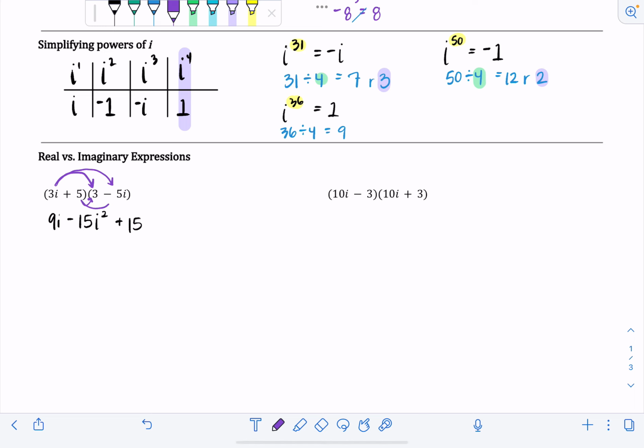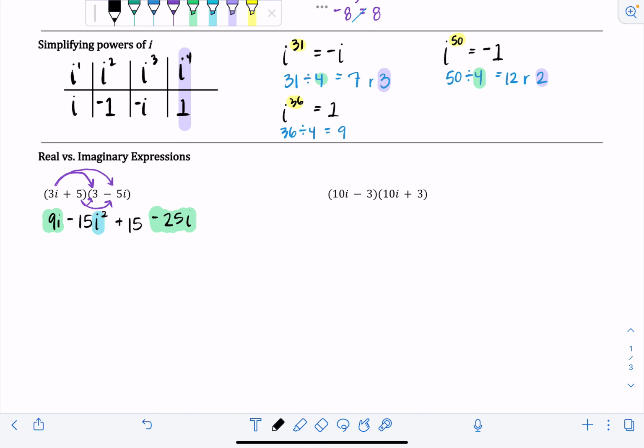And then 5 times 3, so plus 15 right here. And then 5 times -5i, we would just multiply the 5, so 5 times -5 is -25. And then the i just tags along. And we want to combine like terms if we have them, and then just kind of simplify each part. So 9i and -25i, we can definitely combine those. I'm also going to go ahead and replace this i squared with a -1, because anytime you have a higher power of i, you need to simplify it.